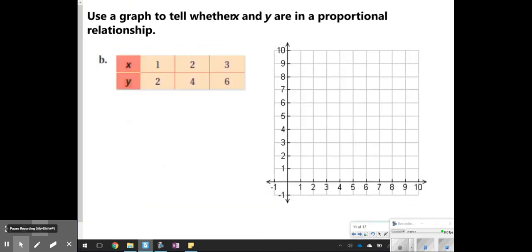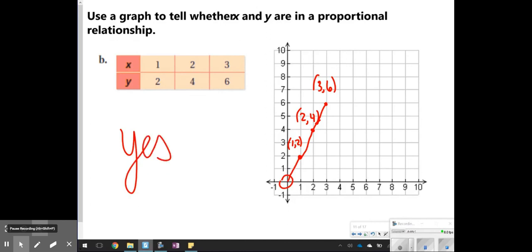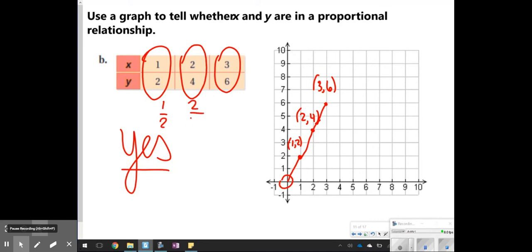Same thing here, you're going to plot points. So those are all my points plotted. I'm going to connect them. And notice if I continue going, it does start at 0, 0 and it's a steady increase. So this one would be yes. You could also tell because if you set them up as fractions, they would all reduce to 1/2. 1/2 is equal to 2/4, and 1/2 is also equal to 3/6.